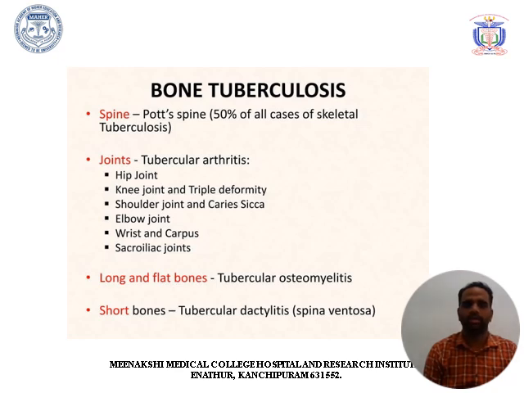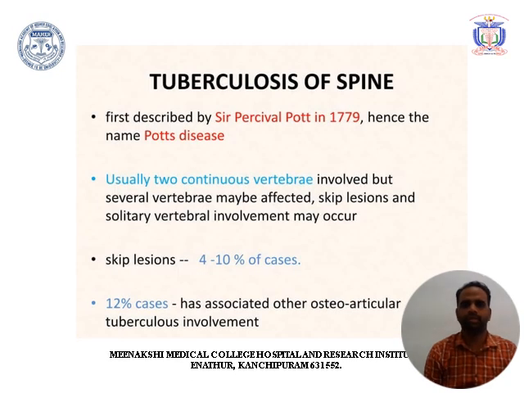Joints, tubercular arthritis. Mostly it is involved in the order of hip joint, knee joint with triple deformity, shoulder joint, otherwise called caries sicca, elbow joint, wrist and carpus, and sacroiliac joints. It also involves long bones and causes tubercular osteomyelitis. It also involves the short bones, that is bones of the hand and the foot, which is called tubercular dactylitis, otherwise called spina ventosa.